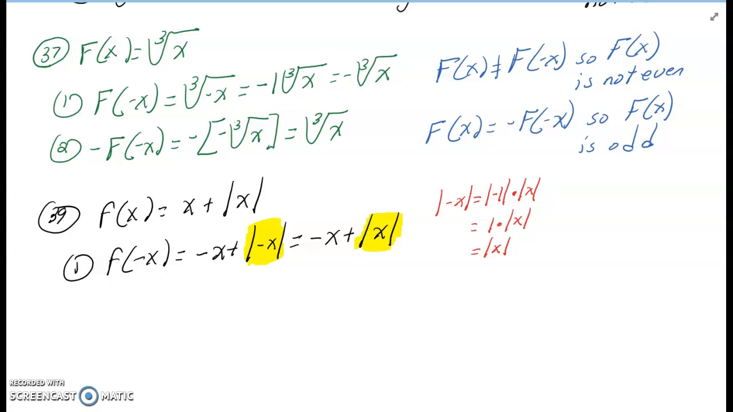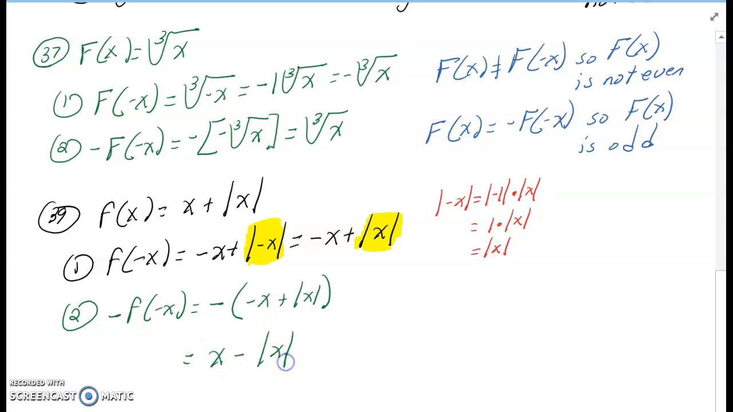Okay, so when we look at these, we can tell that it's not even. So step 2 is I need to calculate the opposite of f of negative x. So that's the opposite of parenthesis negative x plus the absolute value of x. And that's going to become x minus the absolute value of x. So when I compare f of x, as I said earlier, it is not the same as f of negative x. So f is not even.